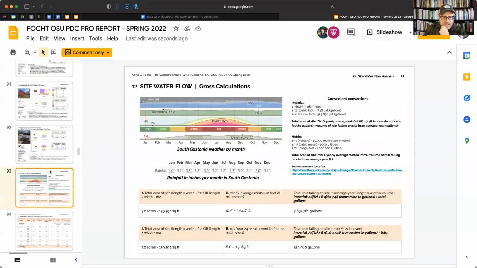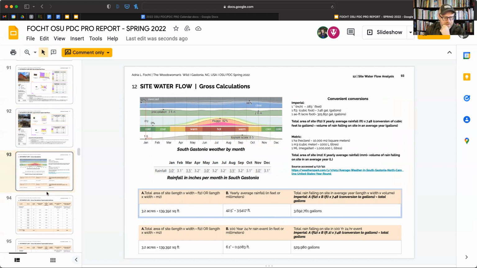Then she's gone on to site water flow gross calculations. So bringing in what is that weather, bringing in the access, where that's from, bringing in the access date, and then working through the calculations that were given. So what is the area in square feet? What is the rainfall? And then what is the gallonage? So here we've got 3.6 mega gallons. So 3.6 million gallons of water that falls onto the total site.